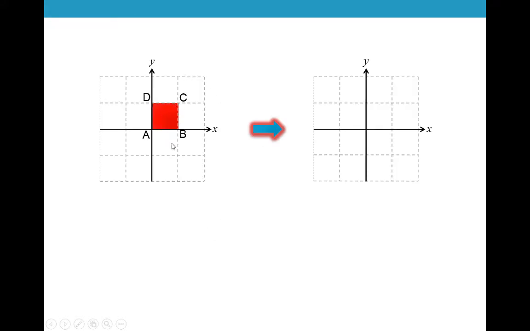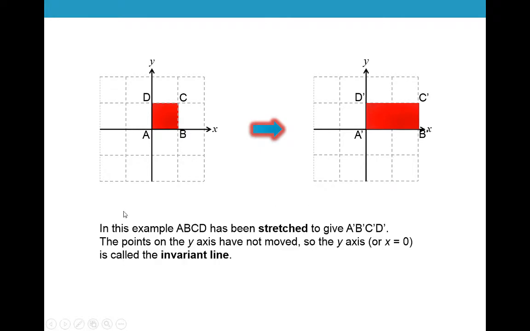So as I've just been saying, you start with a box and you're enlarging it to get new images. A dash. Well, they actually call this prime at university. A prime, B prime. They do that in science. I've got no idea what they do in science. But yeah, A prime, B prime. I might call it dash, because that's what it is. So this is your image. In this example, ABCD has been stretched to give this.